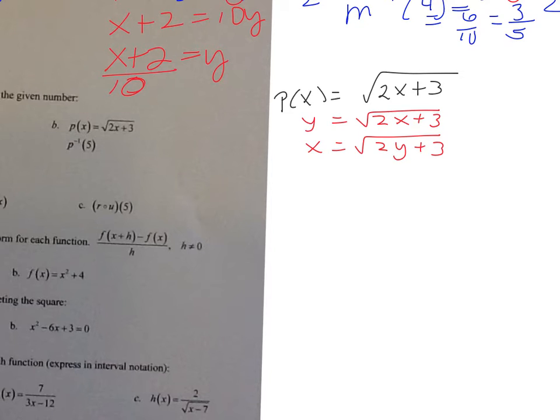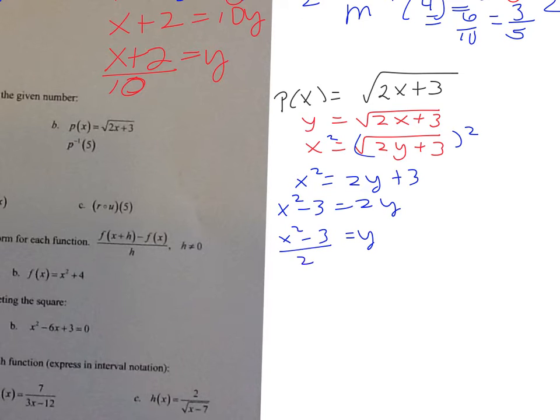Now I'm going to solve for y, so I'm going to square both sides. X squared is equal to 2y plus 3 minus 3. X squared minus 3 equals 2y. Divide by 2, I get y is equal to x squared minus 3 all over 2. And that is the inverse of p. So the inverse of p of x is equal to x squared minus 3 all over 2.